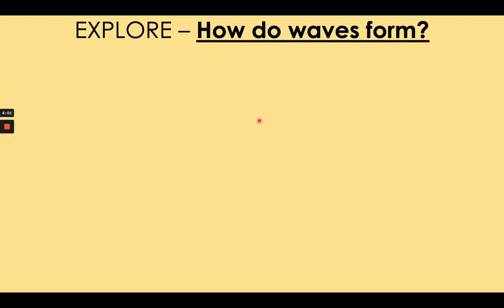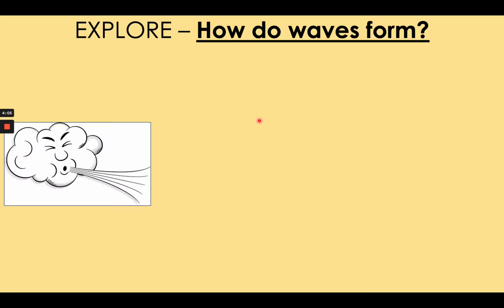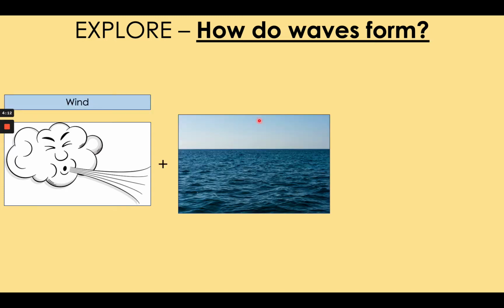Subtitle, underline it, go. How do waves form? Waves are principally, which means mainly, formed by the wind. When wind blows over the sea, there is friction between the moving air and the surface of the water. That friction causes the water to eventually start to ripple. And if the wind blows strongly enough and for long enough and far enough over the sea, these ripples will grow into waves.